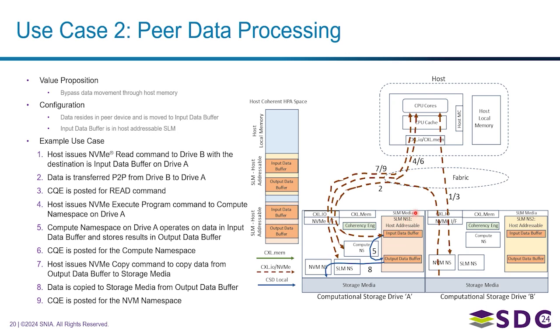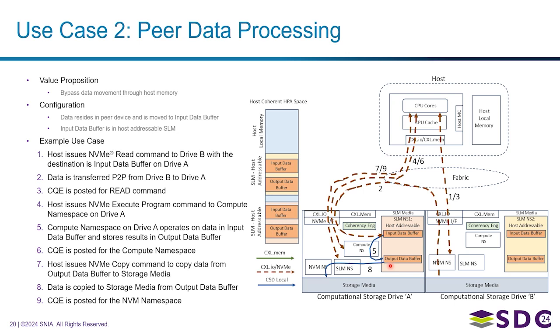And then this is where the back half of this example is very similar to our first example, where now in step 4, the host is going to issue an execute program command to the compute namespace. So here's our 4 coming into the compute namespace. We're going to take the data and process it, reading the input data buffer and writing it to the output data buffer. And so that's step 5. And then step 6, a completion queue entry is posted for the compute namespace.